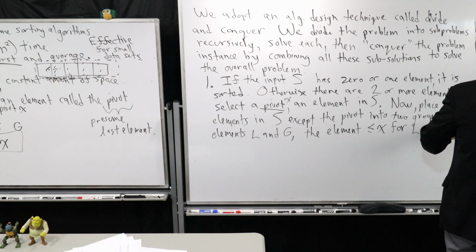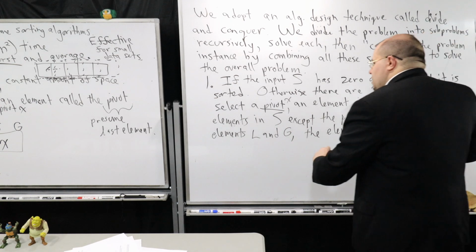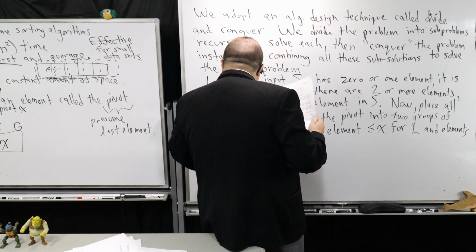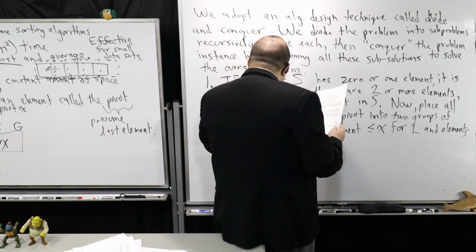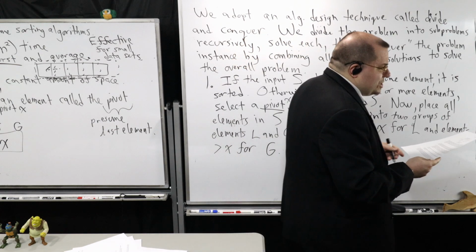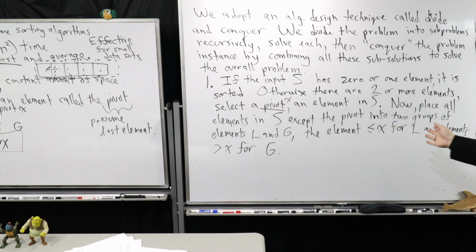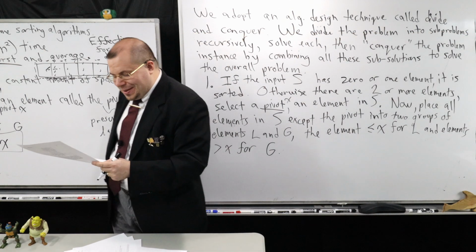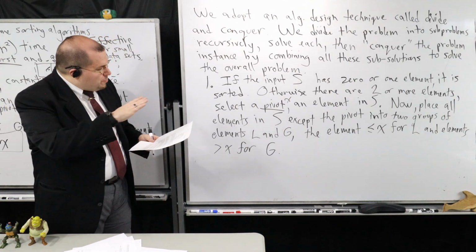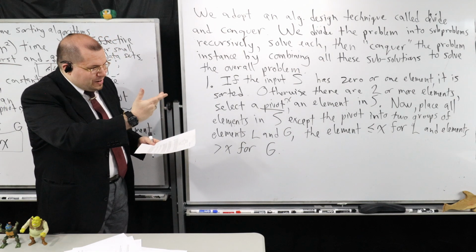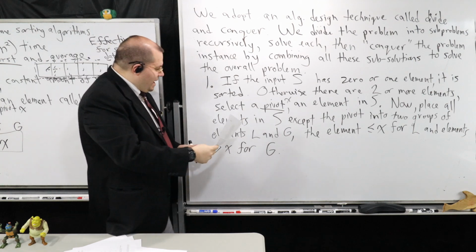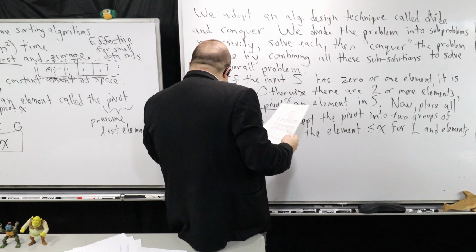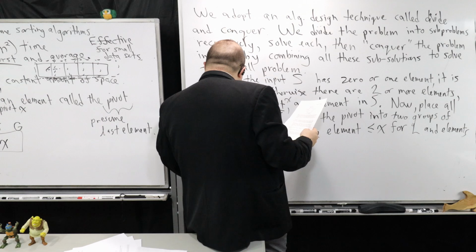And elements greater than X for G. L and G, less than, greater than. It's very nice and easy if you think about it. So I break it into these 2 chunks. I have my pivot. The idea is that I then, like I said over here, I'm just going to recursively sort.